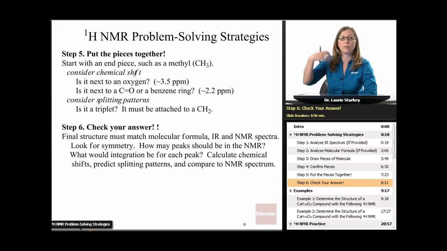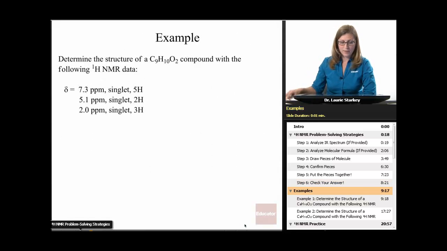Remember, we worked on how to predict an NMR spectrum. How many signals are you expecting? Is there the symmetry in the molecule that's required to get the right number of signals? What would the integration be for each peak? What would the splitting patterns be? What would the chemical shift be? So that's our very last step, to confirm that we have, in fact, determined the right structure. So let's try some problems.